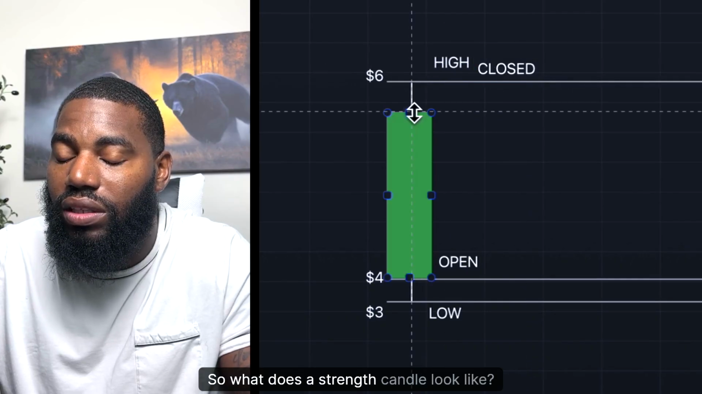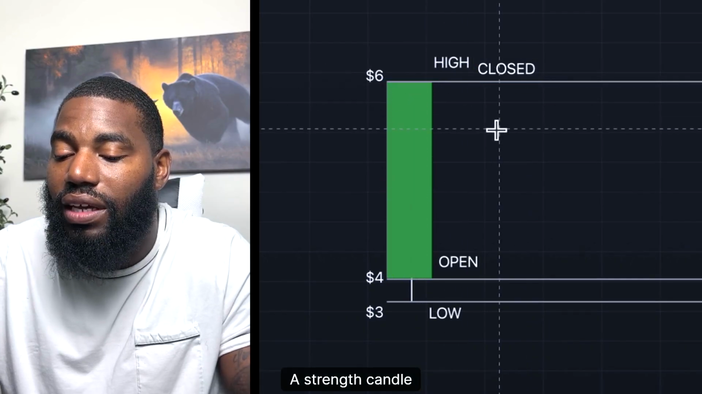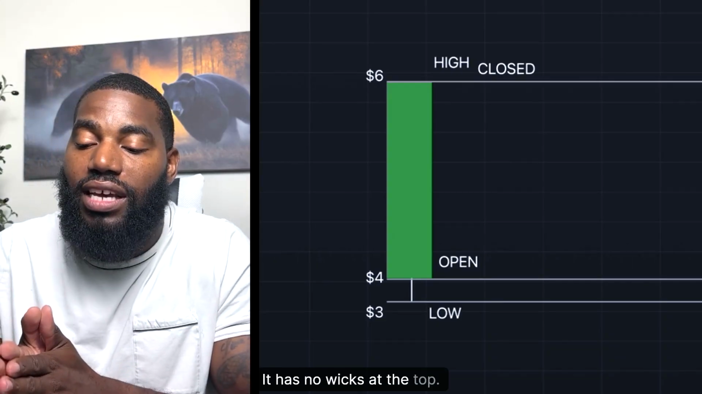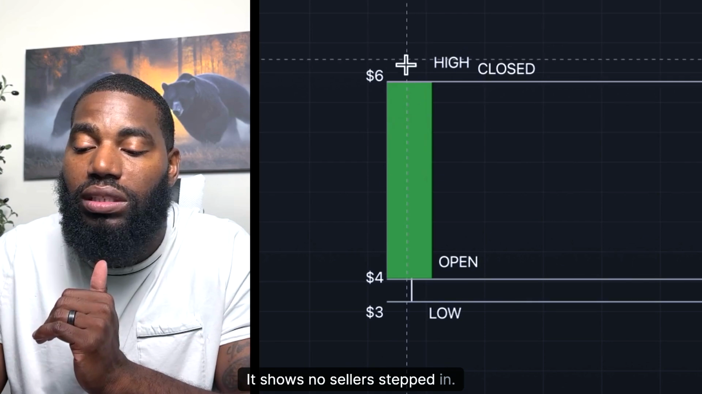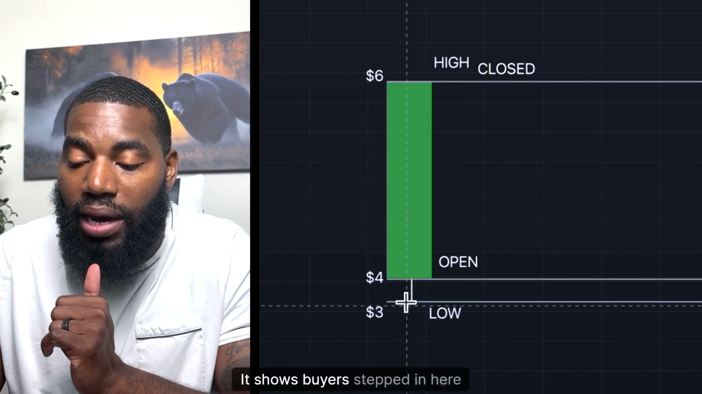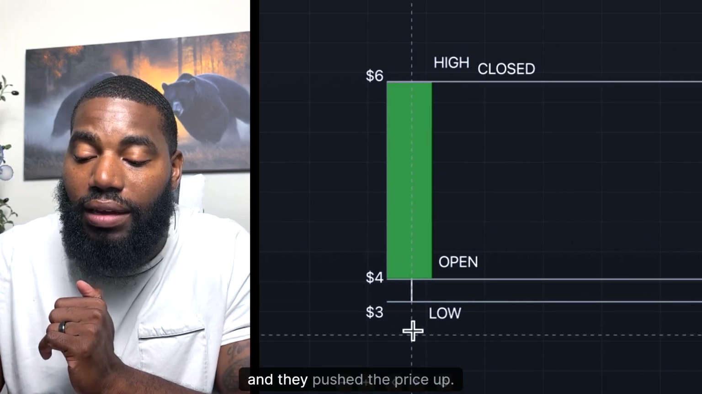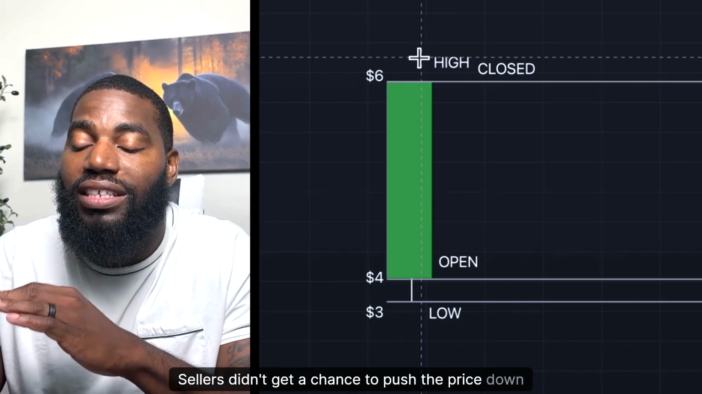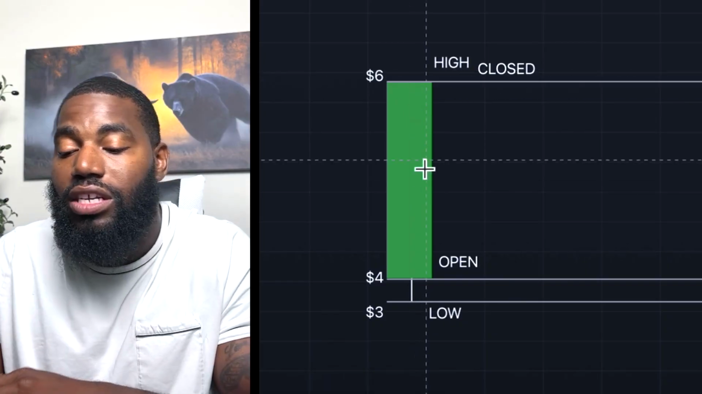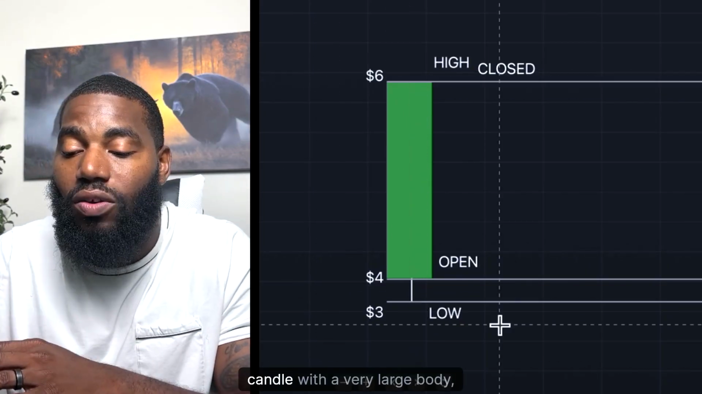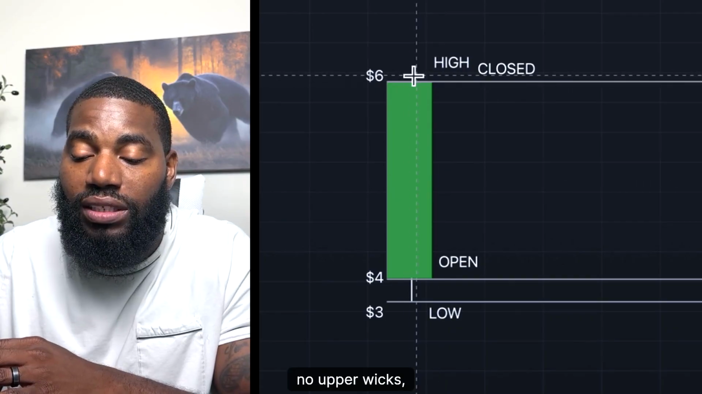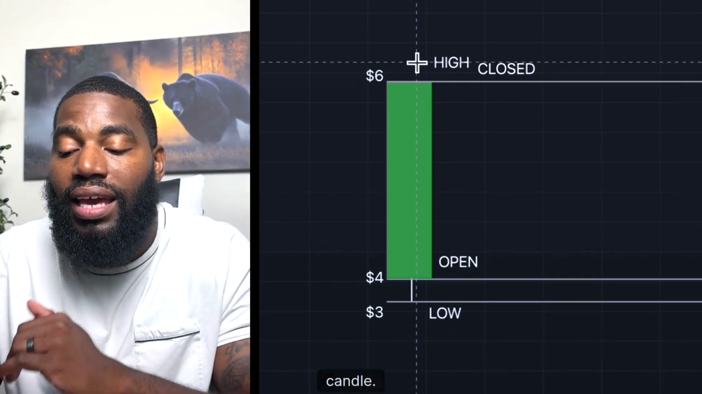So what does a strength candle look like? A strength candle looks like this. It has no wicks at the top. It shows no sellers stepped in. It shows buyers stepped in here and they pushed the price up. Sellers didn't get a chance to push the price down within that time frame. So if you see a candle with a very large body, no upper wicks, that is a strength candle.